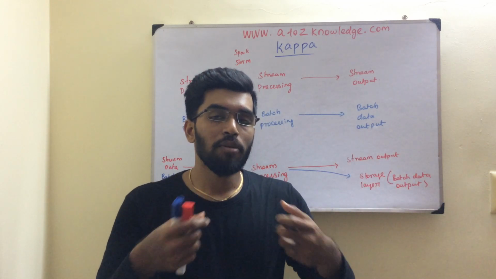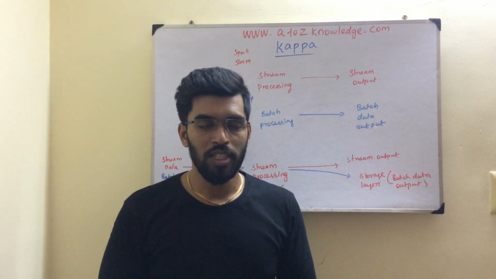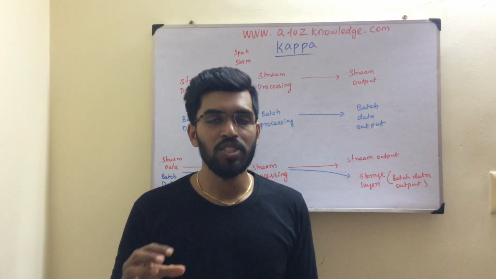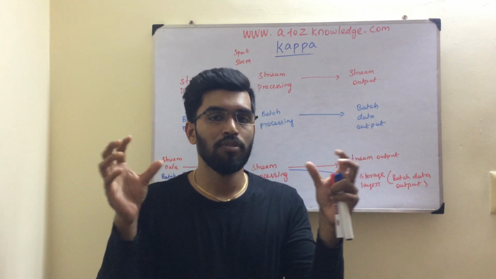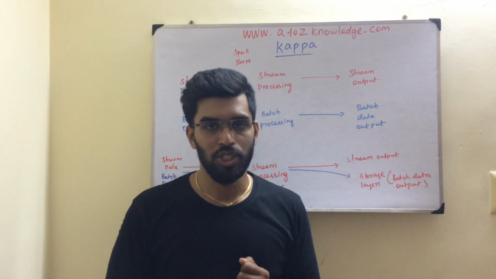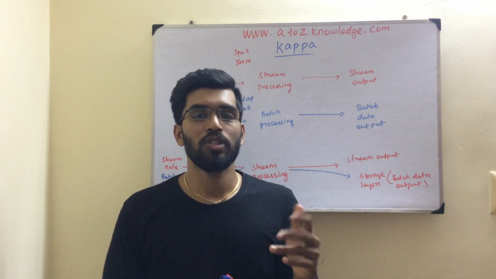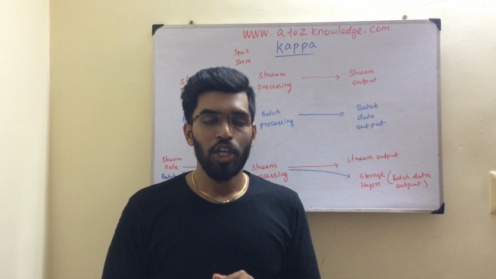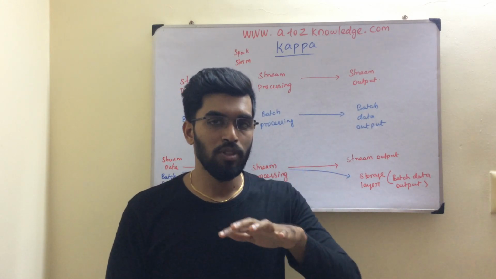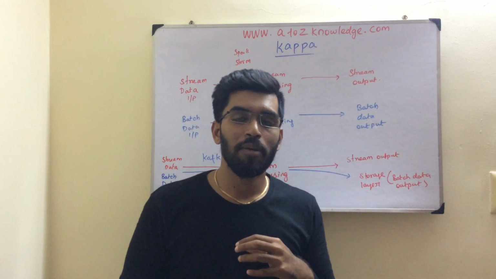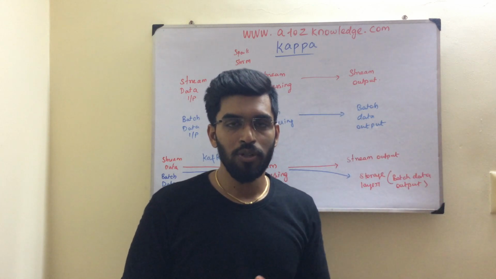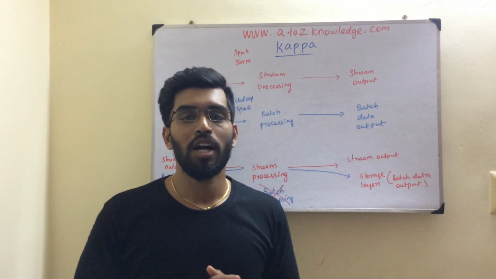In general, you have two types of data processing: one is batch processing and one is stream processing. Kappa architecture and Lambda architecture both have the functionality of both stream and batch. So in data processing, you have two types, batch and stream. You can do both batch and stream processing in Kappa architecture as well as Lambda architecture. But I will tell you what Lambda architecture is in a different video. Today we are going to see what Kappa architecture is.